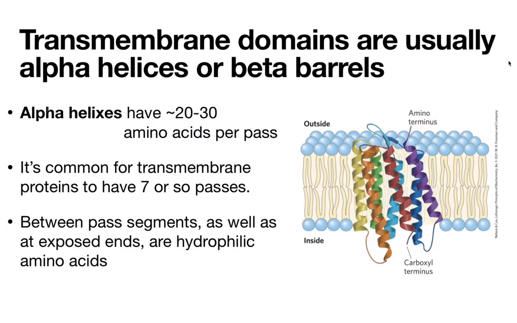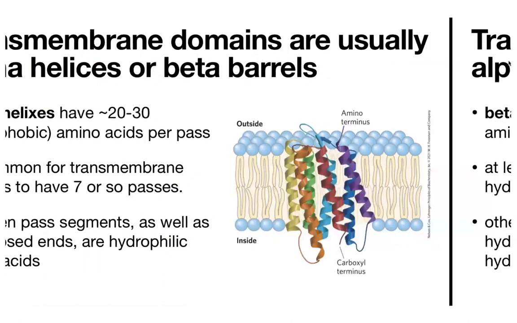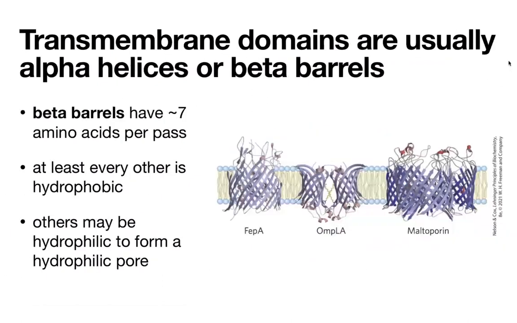And depending on how many passes you have, these ends might be on the inside or on the outside. There are tons of different types of proteins and ways we can classify them based on where those ends are, but we're not going to get into that. Just know that typically your transmembrane domains will be alpha helices or beta barrels or sheets. Beta barrels are where you have these sheets that are in these circles. And those are going to be a common way.